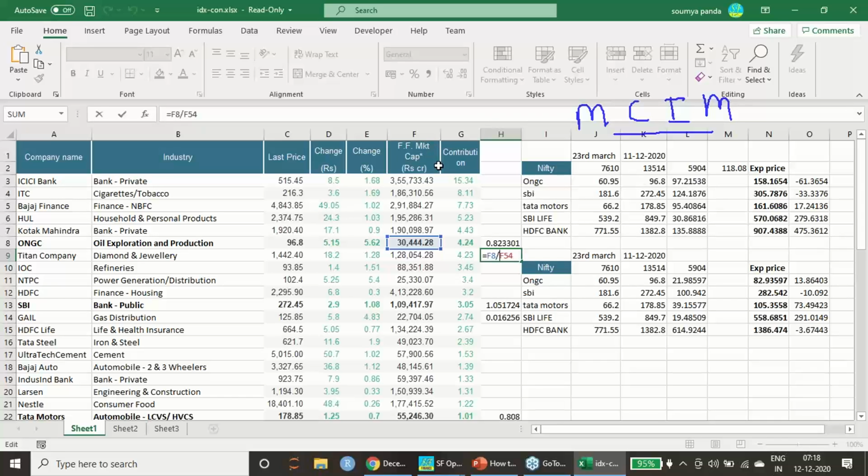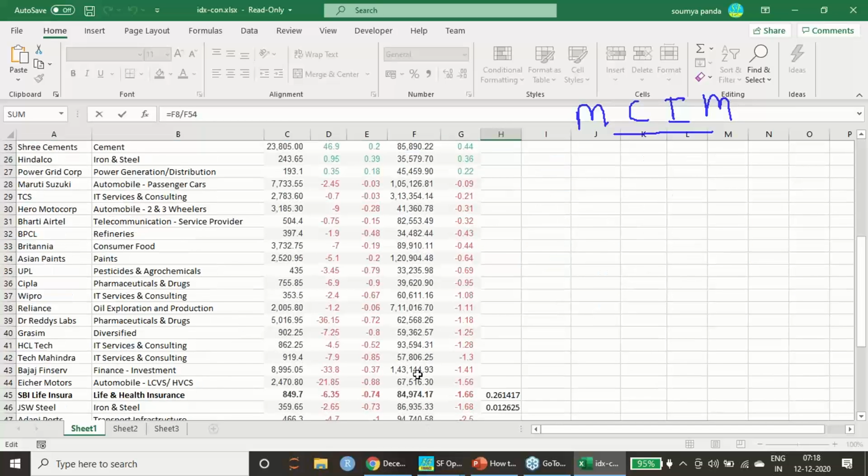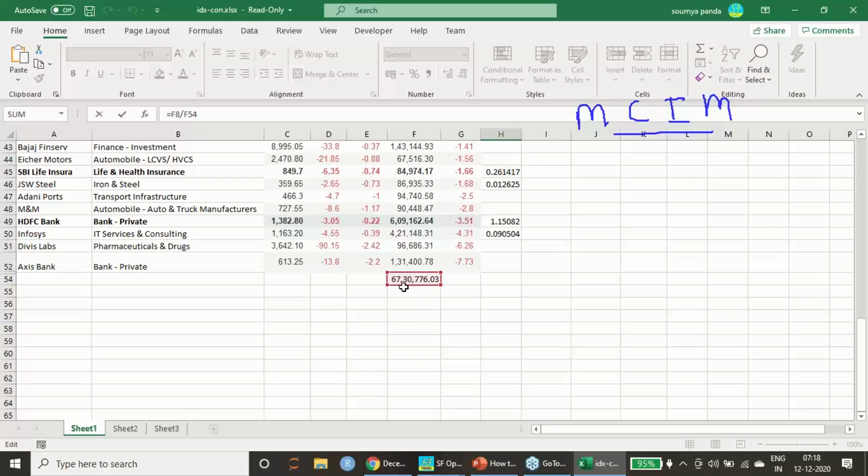So free float market capitalization is real time data, it will be reflecting all the time. Whatever free float market capitalization is there, we will sum it up in this index, to get the total value. Currently the free float market capitalization is 6730,776, this you are saying.